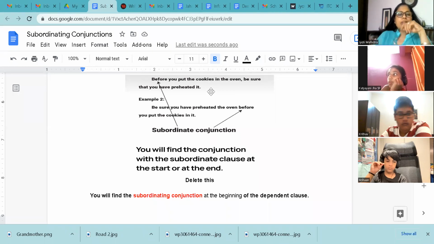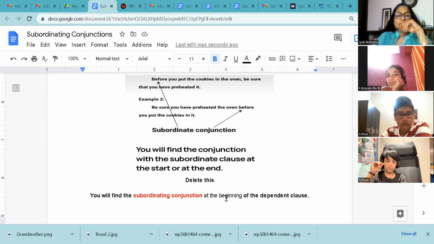Let's look at another example. Before you put the cookies in the oven, be sure that you have preheated it. So be sure you have preheated the oven before you put the cookies in it. So the subordinating conjunction "before" is a conjunction of time. It expresses time. And it can either be placed before the independent clause or after the independent clause.